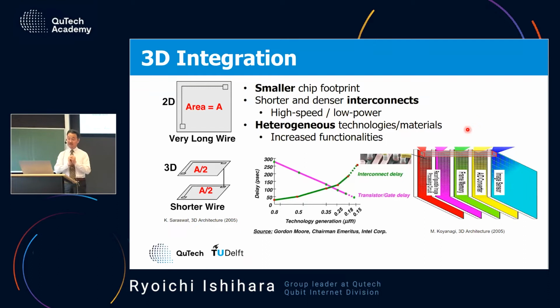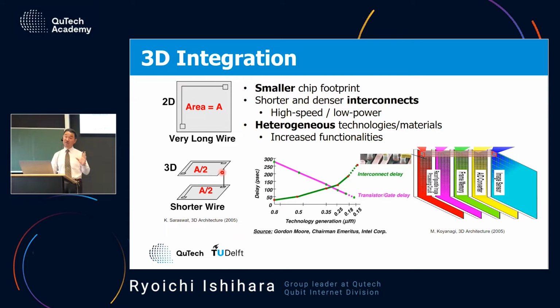So a smaller chip footprint with 3D integration is one point. The other point is that in 2D integration, the interconnect is very long. Suppose you want to connect this circuit block to this block, you have to route all the way over millimeter or centimeter lengths, right? But in 3D, the distance between the layers is 1 micron or below. So the interconnect distance becomes short.